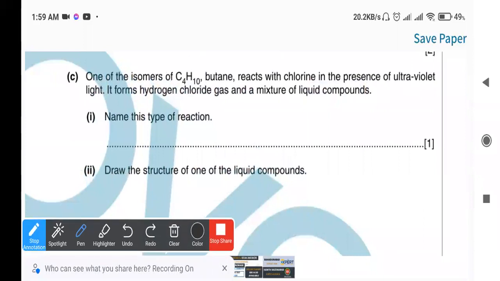Here, these are alkanes, so they react with chlorine in ultraviolet light. This is obviously a substitution reaction. We know that alkanes carry out substitution reactions in the presence of ultraviolet light, and they carry out substitution until all the hydrogen atoms are displaced.